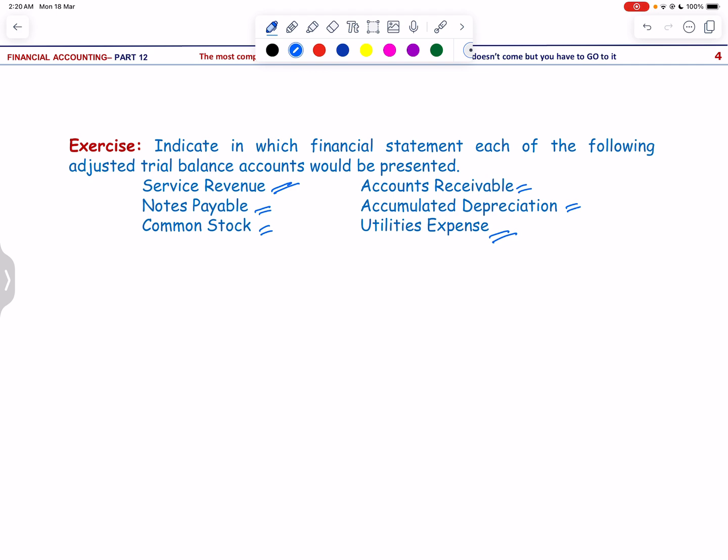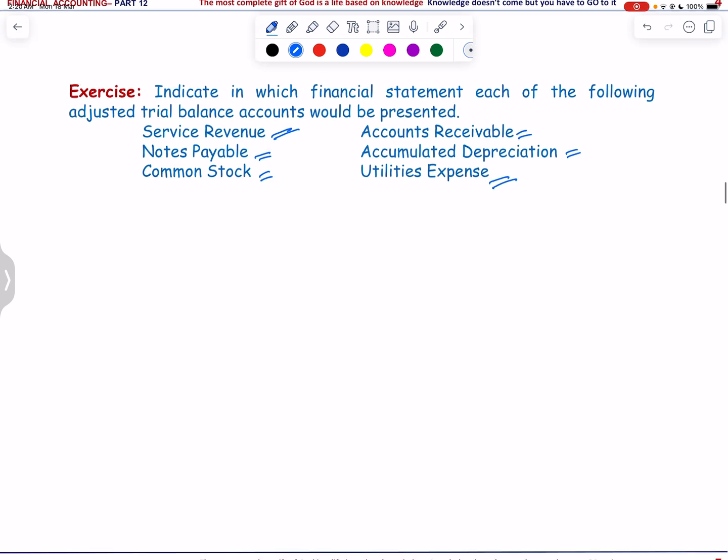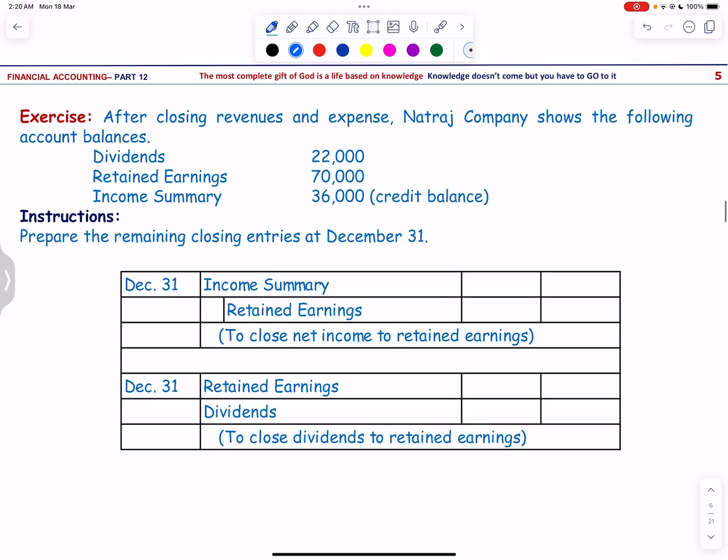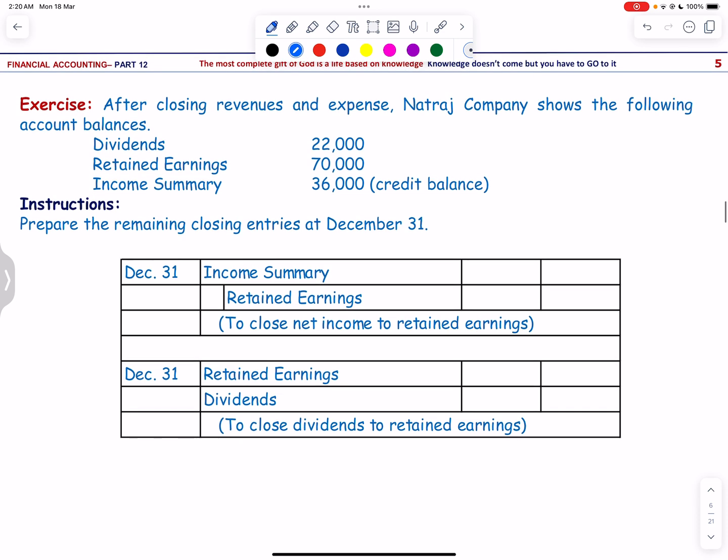After closing revenues and expenses, Natraj company shows the following account balances: dividends, retained earnings, and income summary. We have to prepare the remaining closing entries at December 31st. So we are going to close the income summary, and income summary has a credit balance. To close it, it has to be reversed. The income summary will be debited by 36,000 and retained earnings will be credited by 36,000.